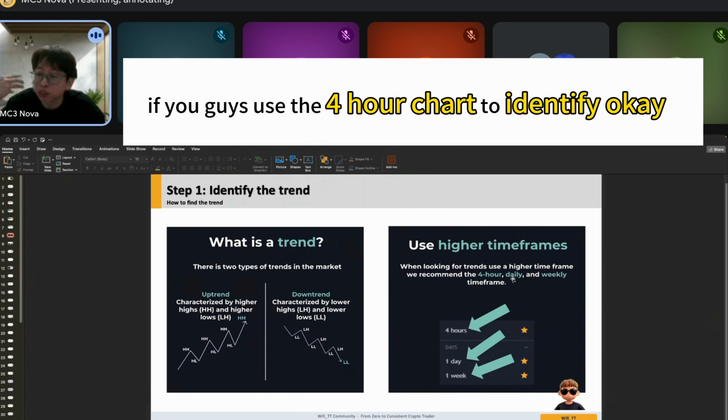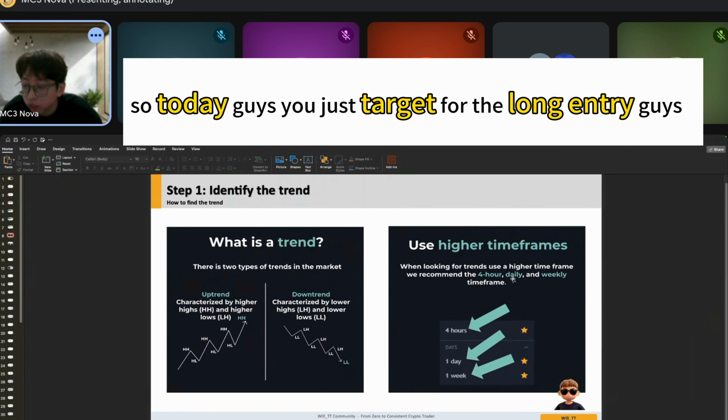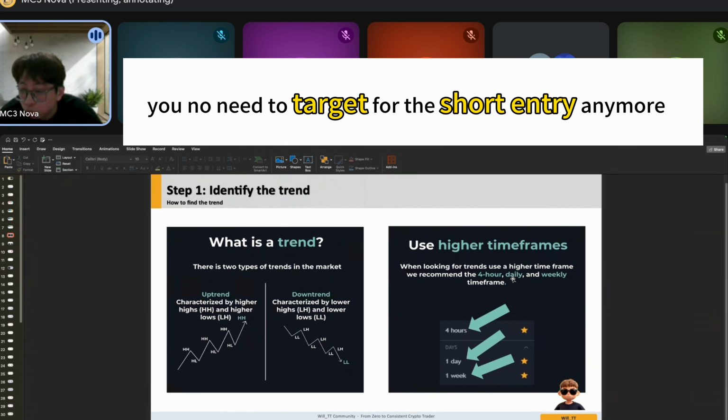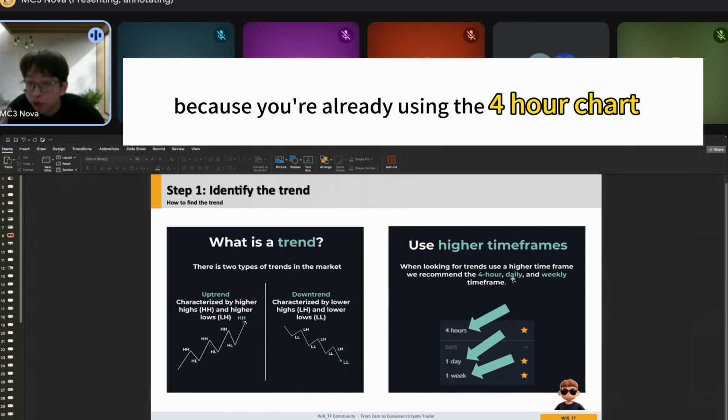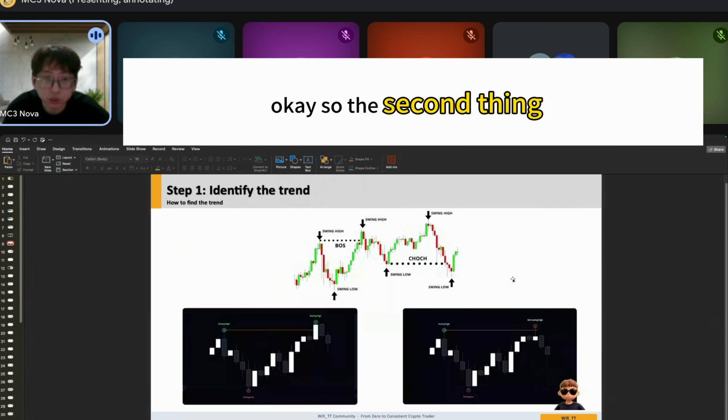If you use the 4-hour chart and identify that today the market is uptrend, then today you just target the long entry, guys. You no longer need to target the short entry, because you already used the 4-hour chart to identify this is an uptrend. Okay, so the second thing.